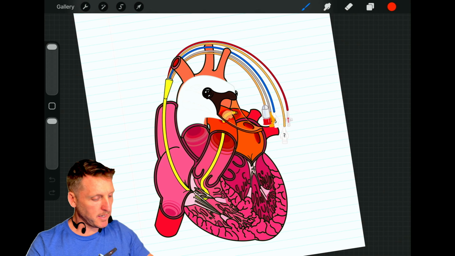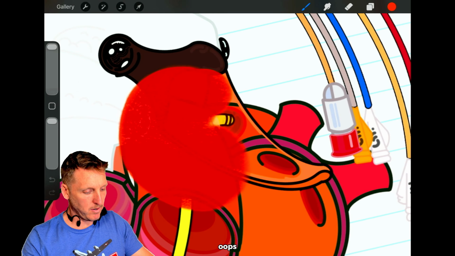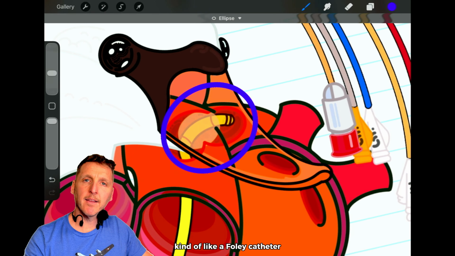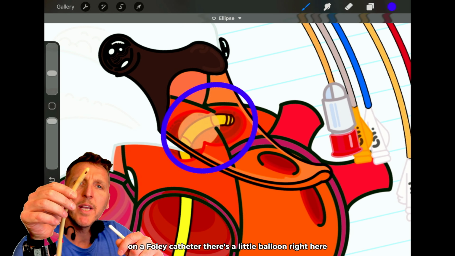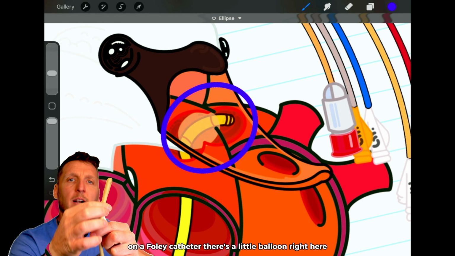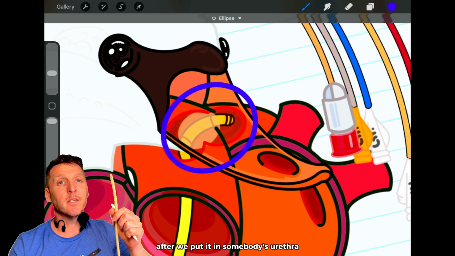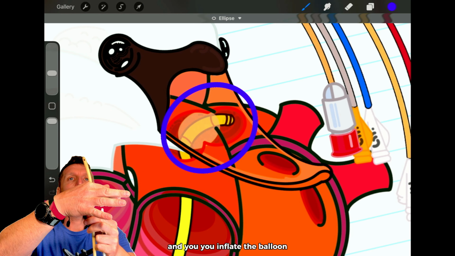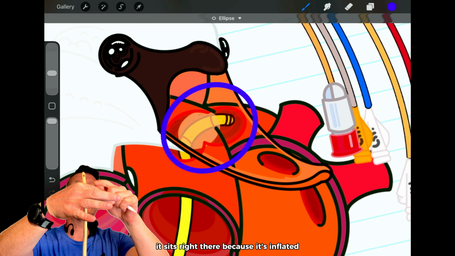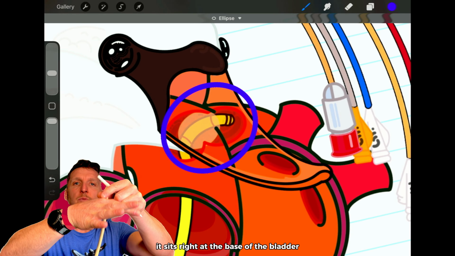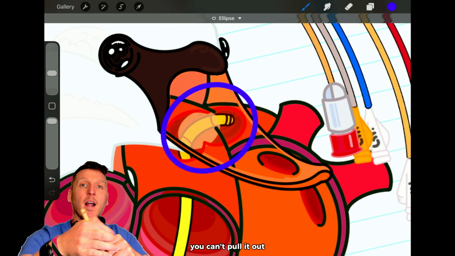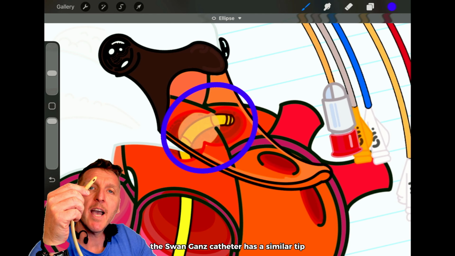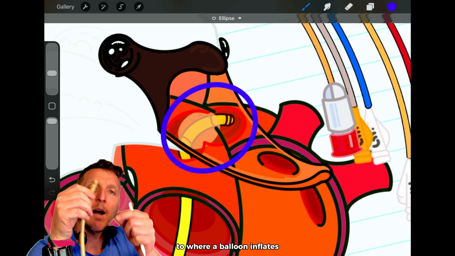And then on it, right there, there's a little balloon, kind of like a Foley catheter. Same concept. On a Foley catheter, there's a little balloon right here, and when we inflate it, after we put it in somebody's urethra and slide it up into their bladder, it sits right at the base of the bladder because it's inflated. You can't pull it out. I've seen a couple people pull it out. The Swan-Ganz catheter has a similar tip where a balloon inflates.